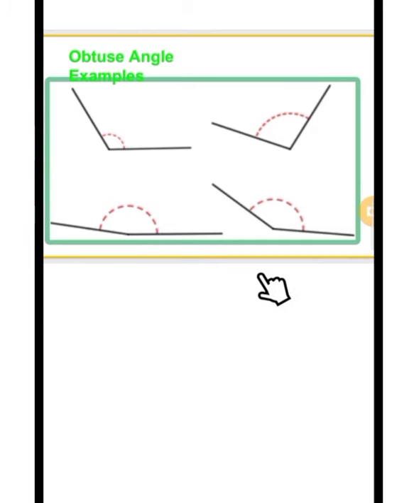See children, these are some of the examples of obtuse angle. It is more than 90 degree. See, look at these angles. It is more than 90 degree. So it is called an obtuse angle. Okay.